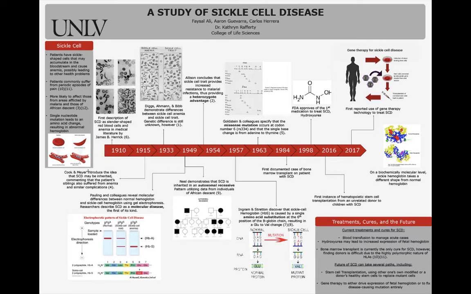What we have for the future of sickle cell disease are several paths. Some of these include stem cell transplantation using modified or donor healthy stem cells, from our own person or from other individuals, in order to replace the mutant cells found in sickle cell disease. Gene therapy, as I mentioned, is also in its early stages, but it may help drive the expression of fetal hemoglobin in order to fix the disease-causing mutation entirely.